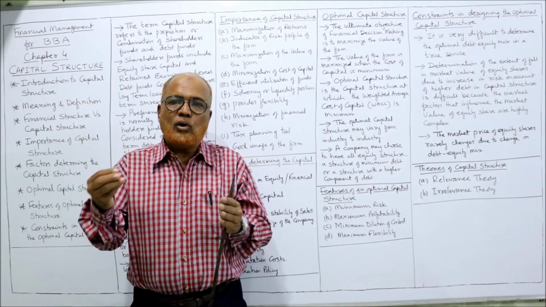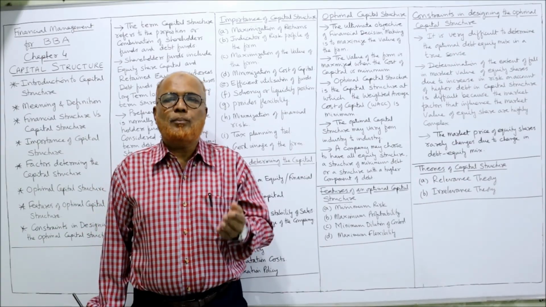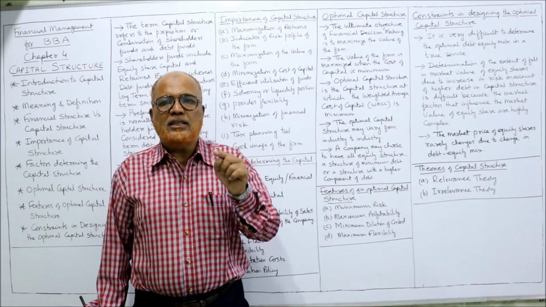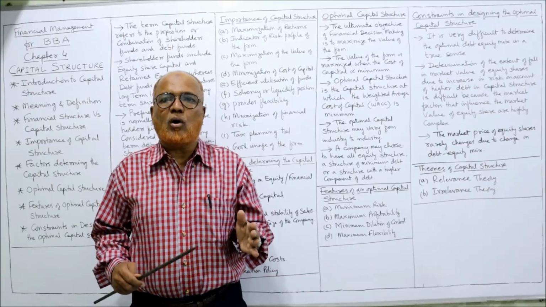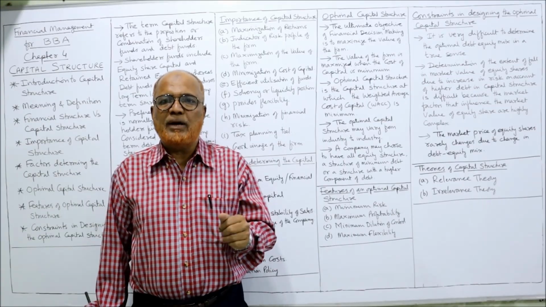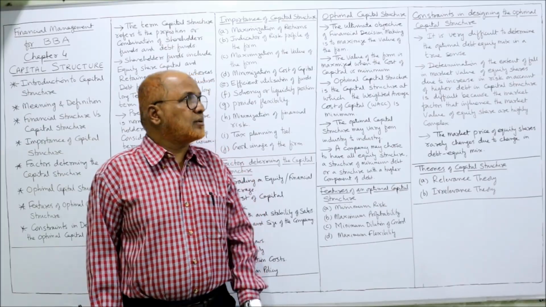So by making some input of debt, the profitability will increase. That is the reason why every company will have some debt content in the form of debentures, bank loan, or any other long-term debt source.